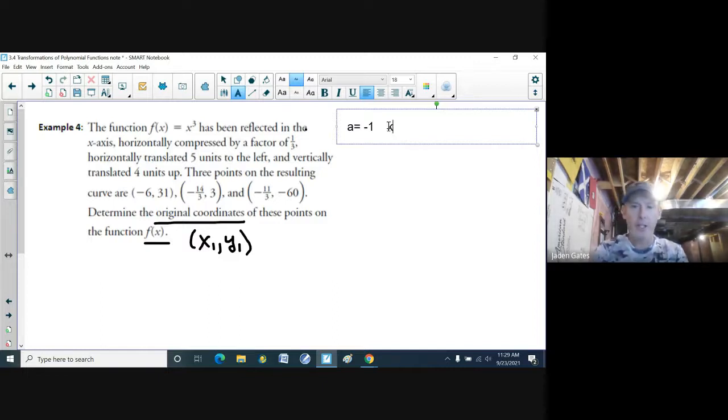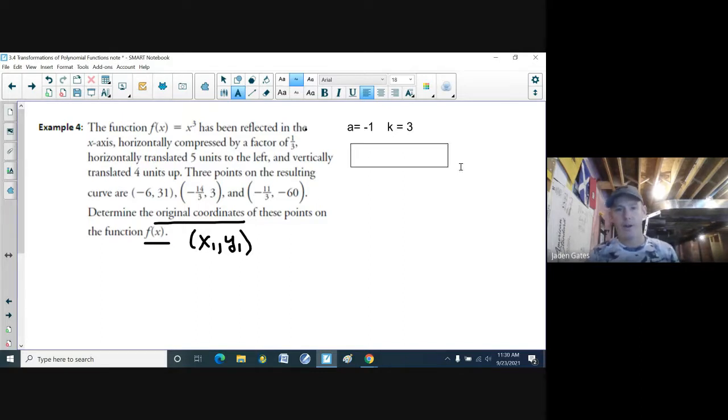Now the k value. It's horizontally compressed by a factor of 1/3. Again, this is the trick here. When it says that, the k value is actually in the bottom of your fraction. So k is actually equal to 3.